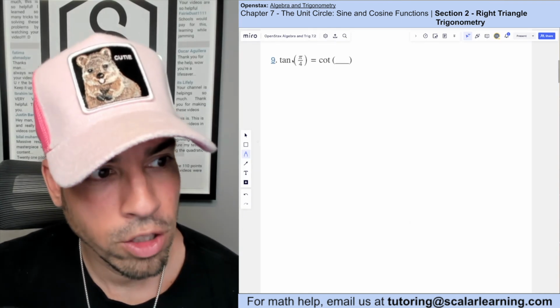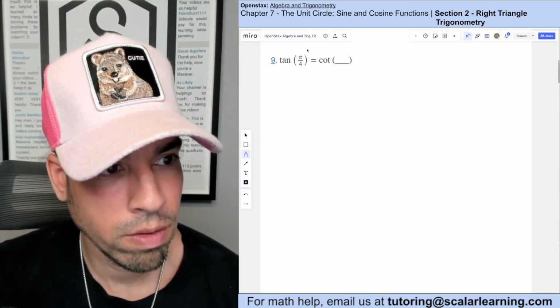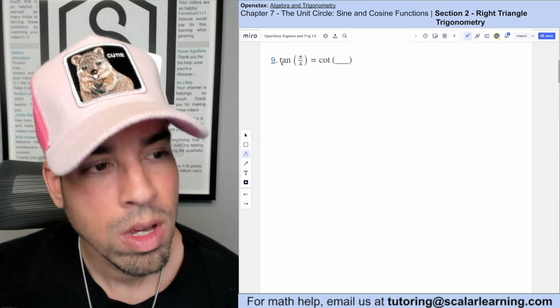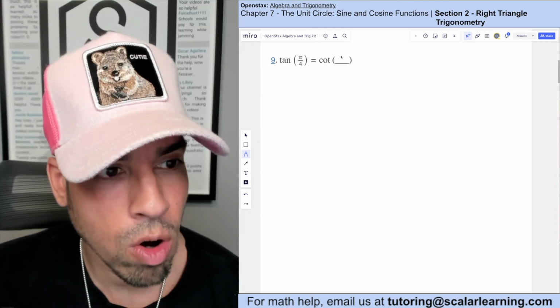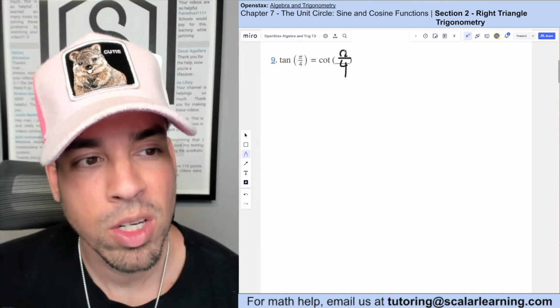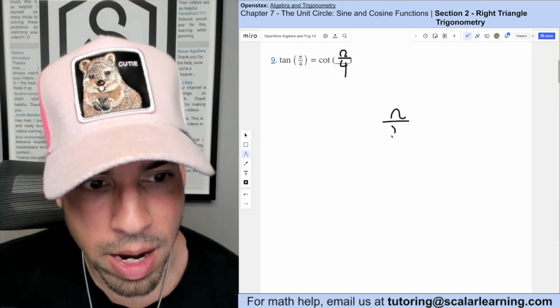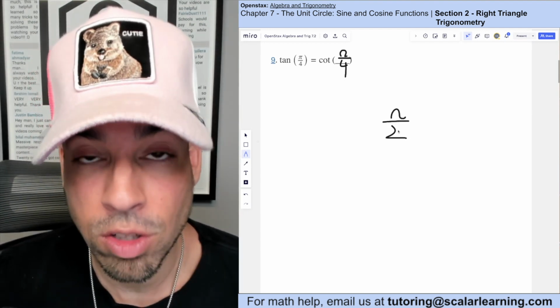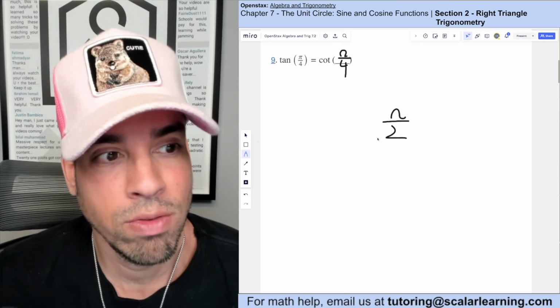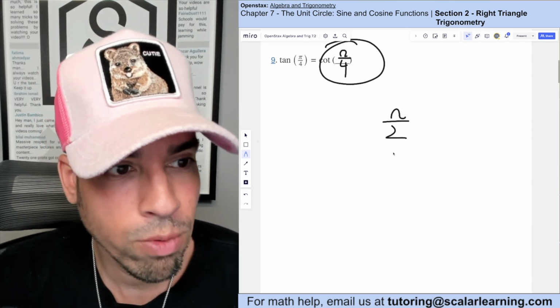For this one, tangent of an angle equals cotangent of the complement of this angle. What's the complement of pi fourths? It's also pi fourths. Why is that? Because pi fourths plus pi fourths equals pi halves, which is the same as 90 degrees, just in radians. That's the definition of complementary angles. So pi fourths is the answer.